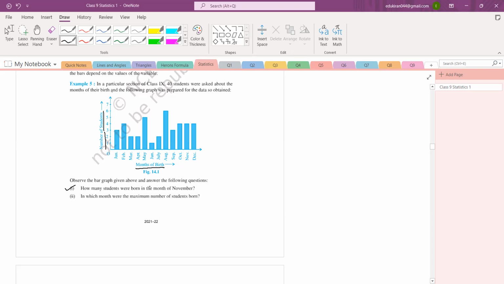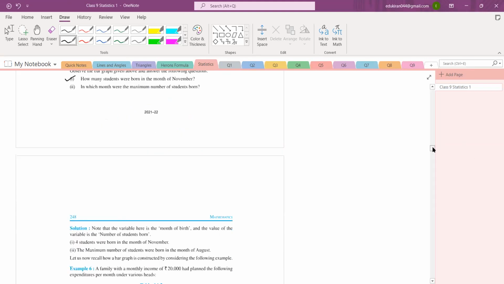First, how many students were born in the month of November? Now try to read this. Yes, 4. Because here there are no lines, so I think it's not very clear, but in your copy, if you will make it, you will have a line here, so you can clearly see it's 4. So you can see in the month of November, there are 4 students. In which month were the maximum number of students born? August. Yes, exactly. So maximum, you can see 6, it is coming here, right? Maximum height. And you read which month is this? This is August. So I think it's very easy to read, isn't it? Yes, ma'am. Okay.